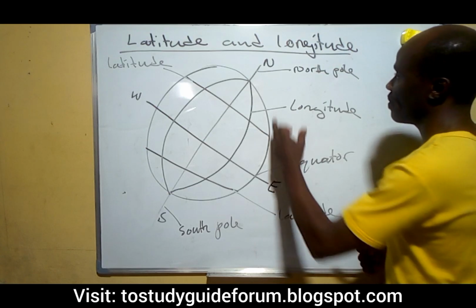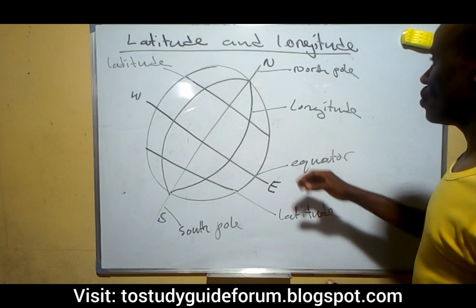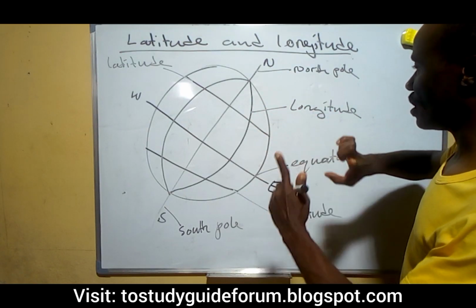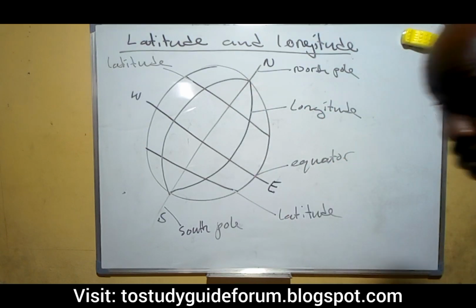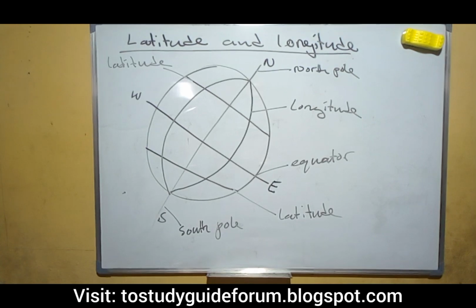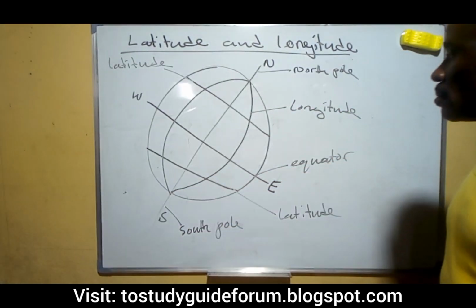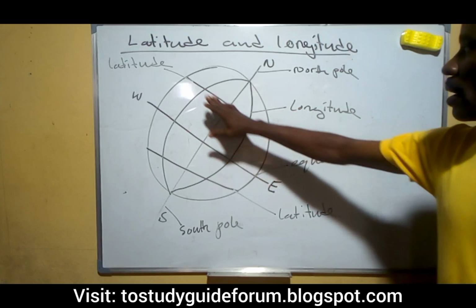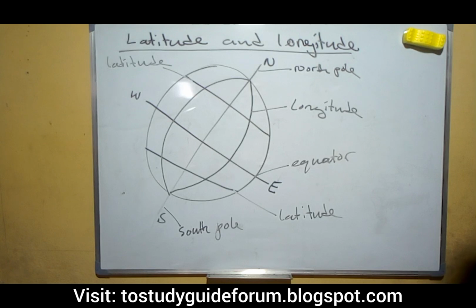The first one we have here is the North Pole. That's according to the rotation of the Earth, it rotates around the axis of the North and South Pole. So the other lines that we have here are the longitude and the latitude, and let's talk about them briefly.